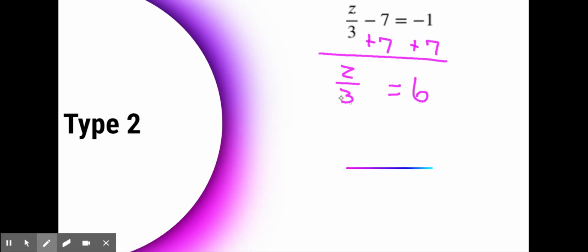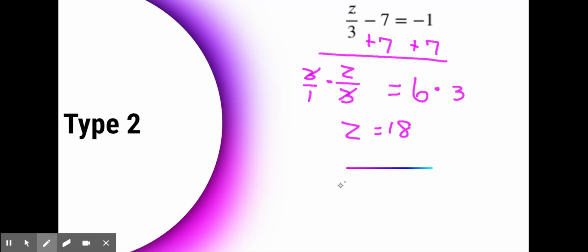Okay, now this z over 3, remember a fraction bar is the operation of division. So this is z divided by 3. So if division is the operation I'm seeing here, the inverse operation is multiplication. So I'm going to multiply both sides by 3. This is actually a 3 over 1 here. These 3's, one's in the numerator and one's in the denominator, they cancel. 3 divided by 3 is 1. They become 1. 1z is just z. And 6 times 3 is 18.